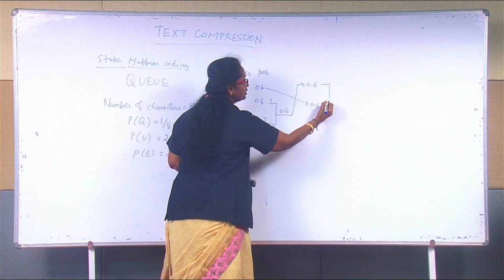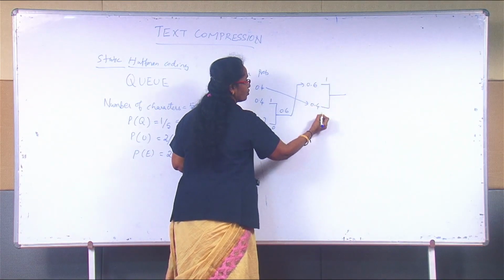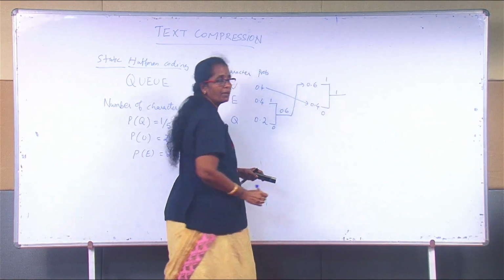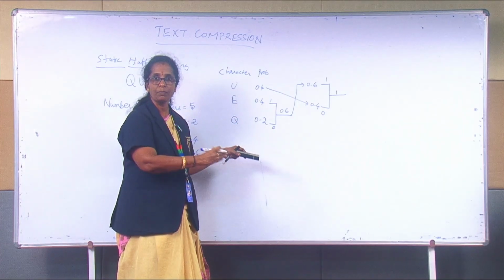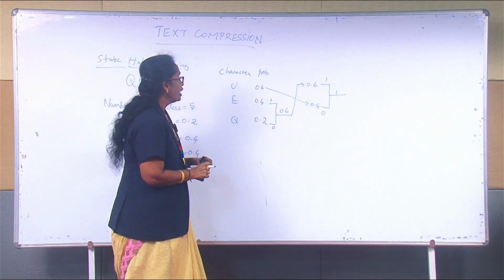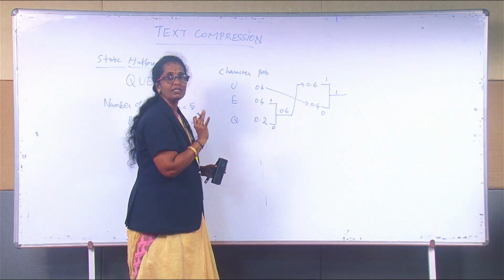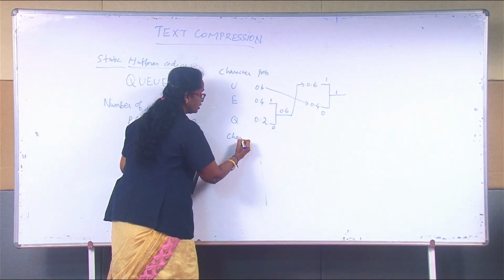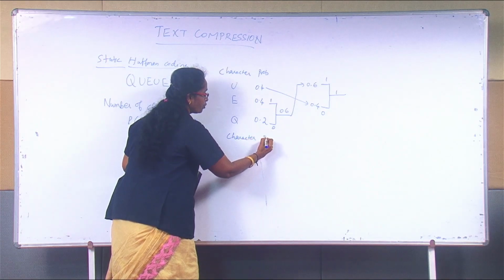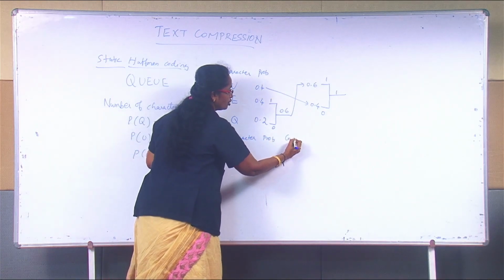Again, these two are to be combined. So, this is 1, this is 0. What is the combined probability? It is 1. So, till the combined probability becomes 1, this step has to be continued. Now, we are going to derive the code word for each symbol. So, I am again writing the character, probability, and the code word.